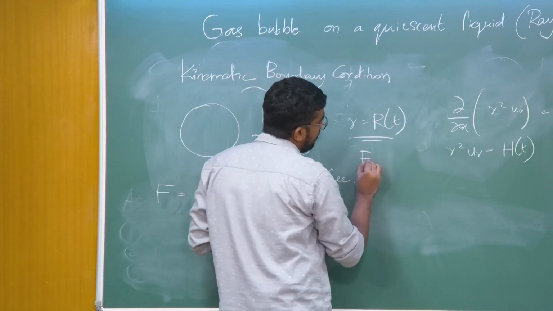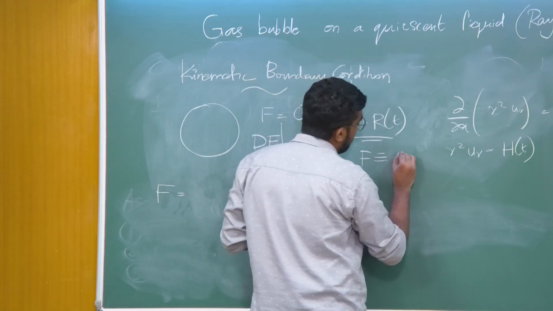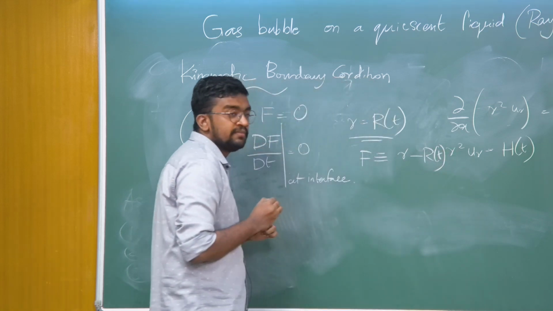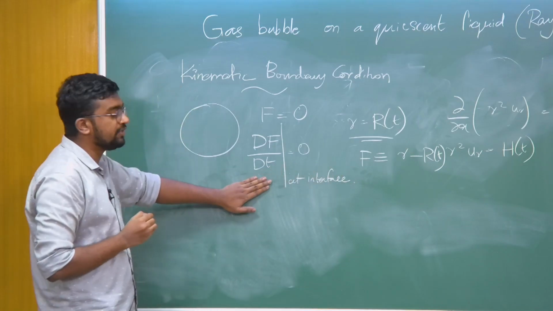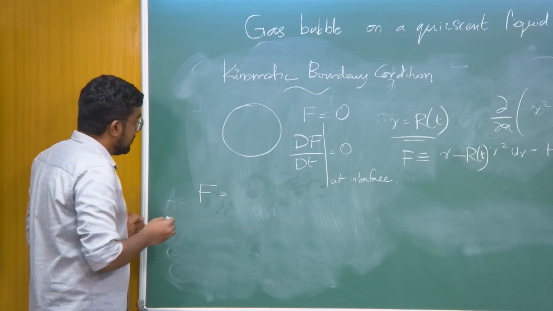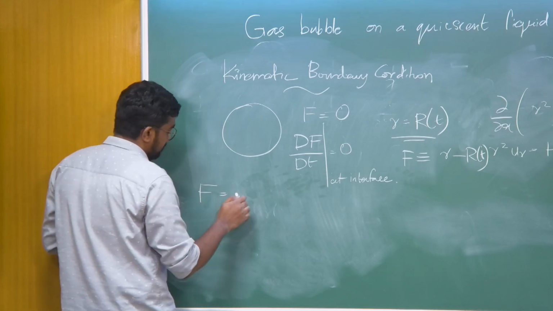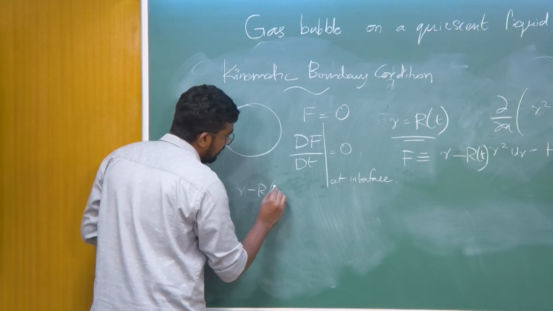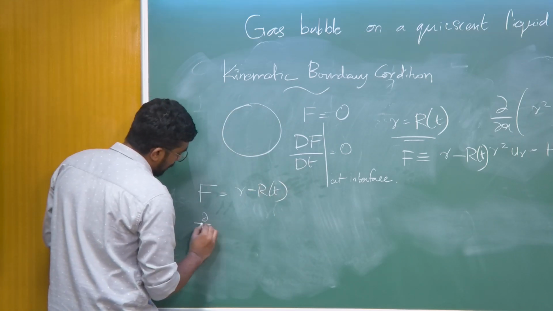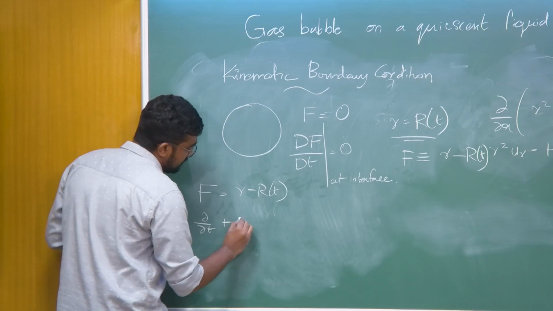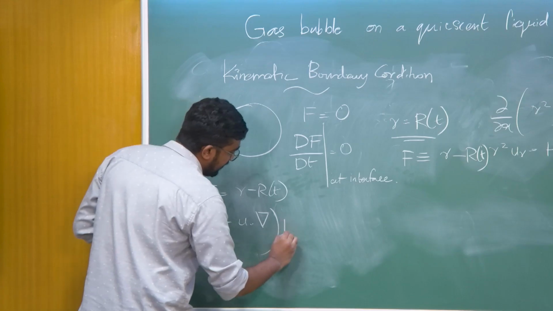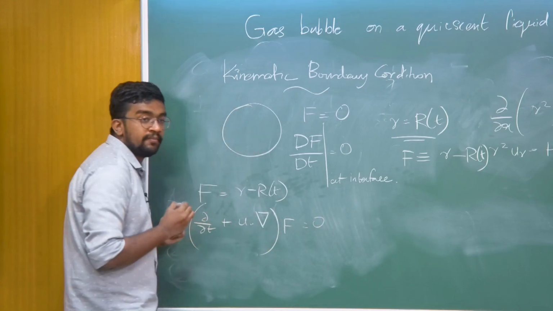So, capital F, or the equation of the interface, is given by small r minus capital R of time. This is the capital F that we will be substituting in the material derivative. So, we have r minus capital R, and the material derivative is given by dou by dou t plus u dot del of capital F equal to 0.